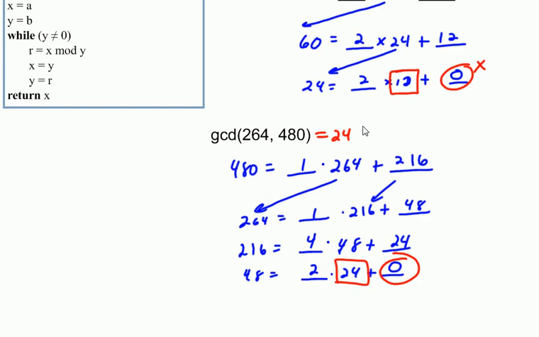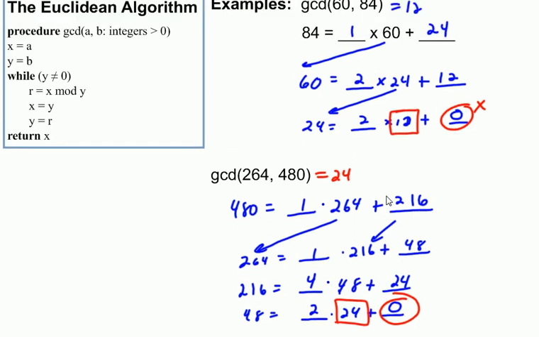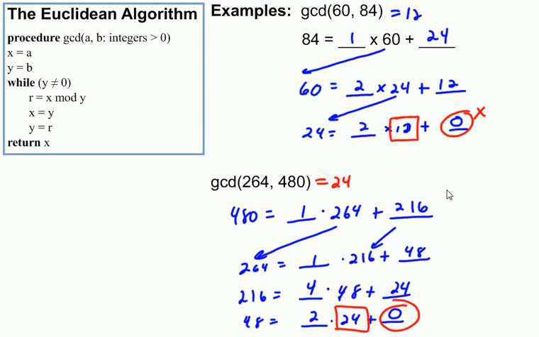In general, unless you're specifically asked to use the Euclidean algorithm, either method works. I happen to prefer this one because it involves less calculations, but it's really a personal preference. Okay. Now what if we asked you for the LCM and you were using the Euclidean algorithm?